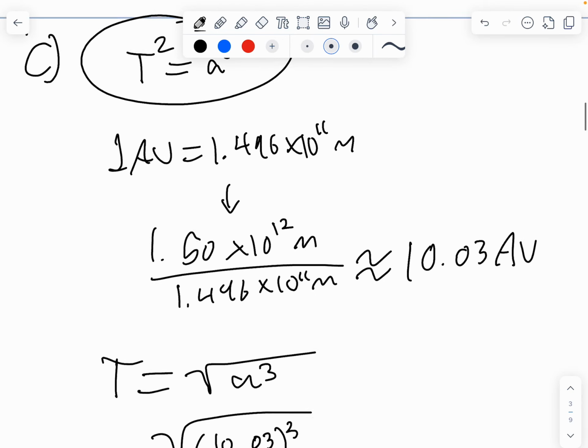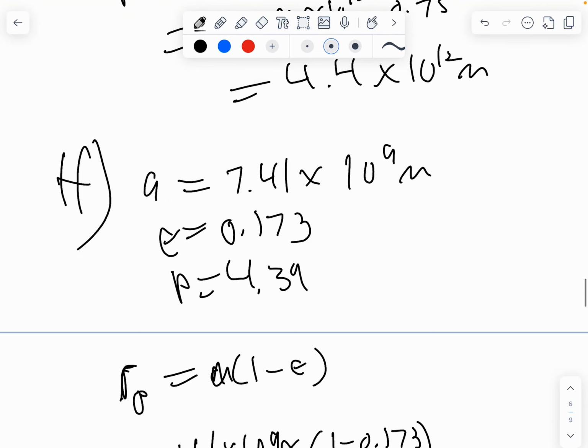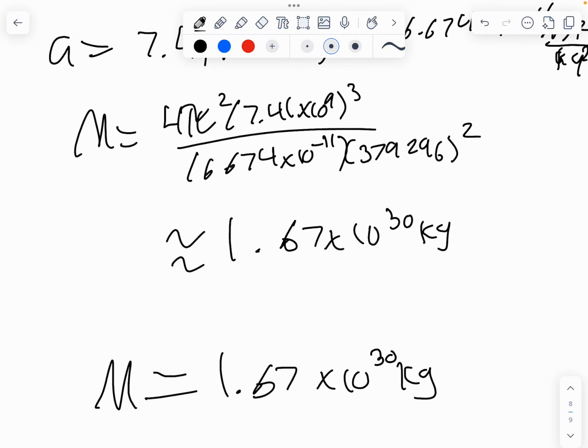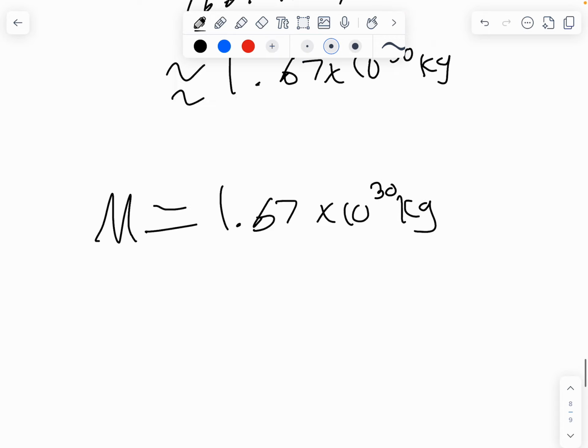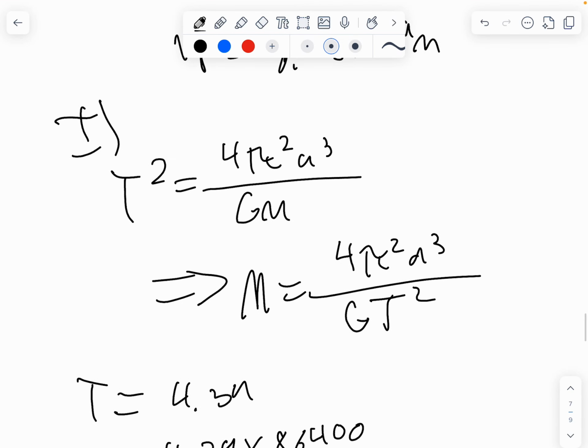Pretty much it is just using stuff that we have learned from the textbook and just using formulas and numbers that we were given in the problems. So it's not too difficult.